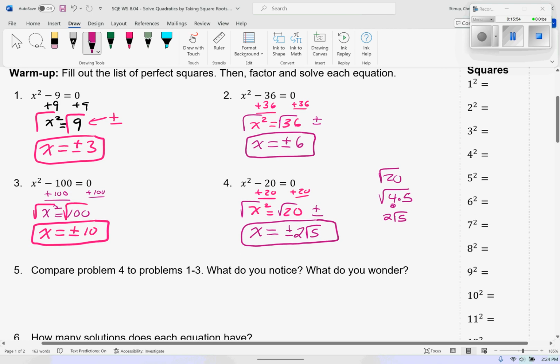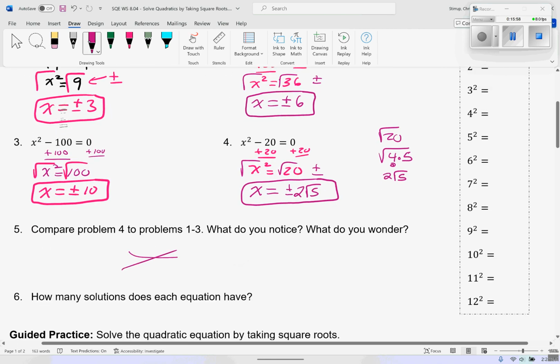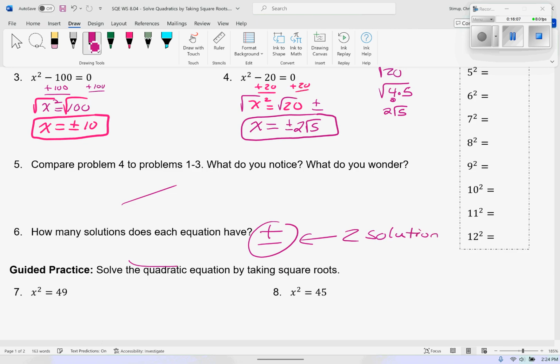Is it okay to move? All right. How many solutions do we have? They both have a plus minus, so that would be 2 solutions. Is that okay? If I take the square root of both sides, I have to have a plus minus with the number side. Okay? All right. Number 7, root. What do I need to have with the number side?